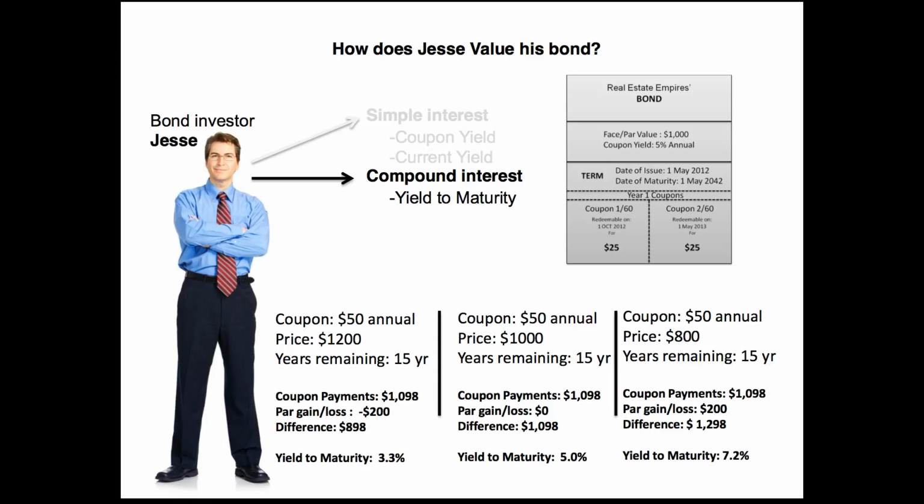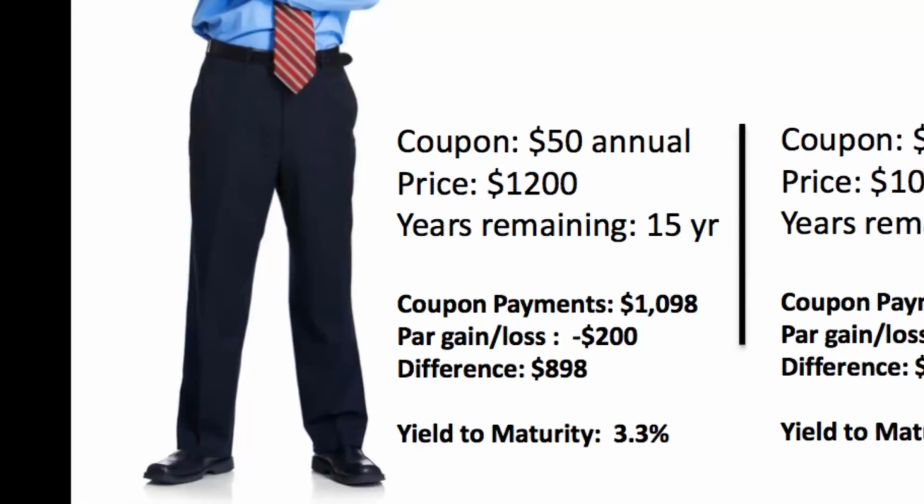So let's take the very first scenario here. What we're going to assume is Jesse's going to be buying a 30-year bond, but he's going to buy it 15 years after the bond has been on the market. So there's 15 years remaining until the bond matures. And each one of these scenarios is exactly the same. The only thing that we change between each of the three is the price that Jesse's paying for each one of these bonds. Okay, so the first one, he's going to be paying a premium for the bond, meaning he's paying more than the face or par value. So the first one, he's going to pay $1,200 for.